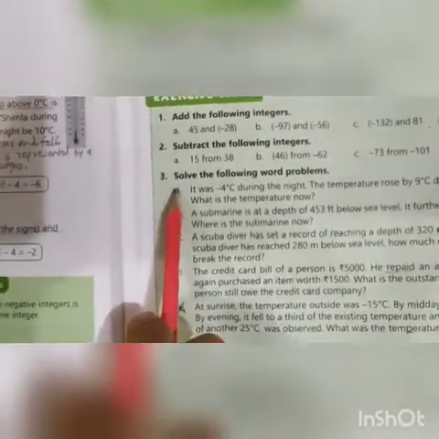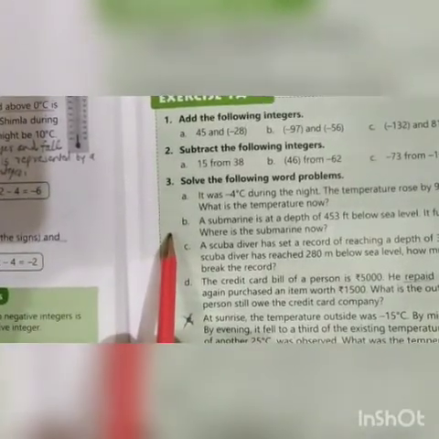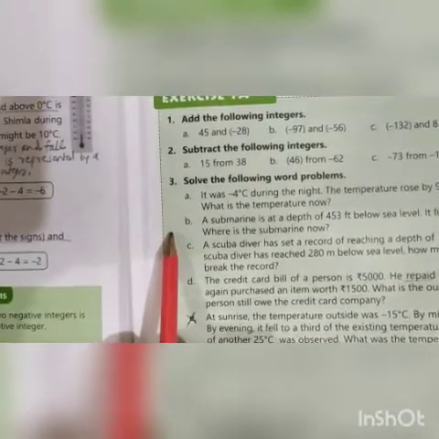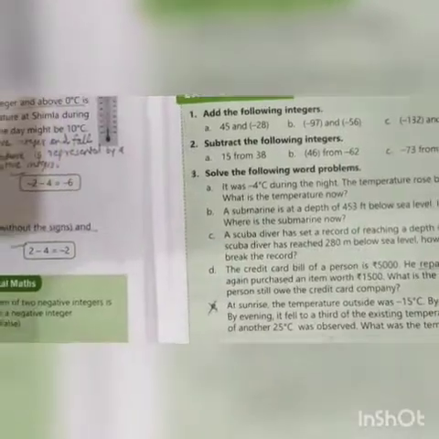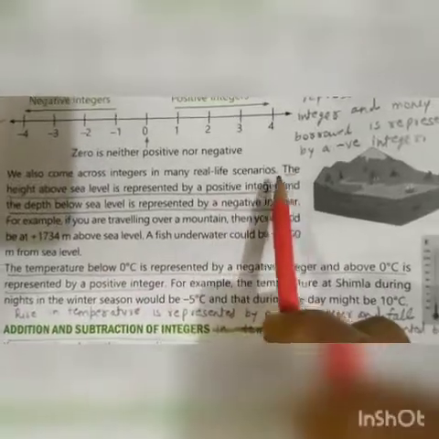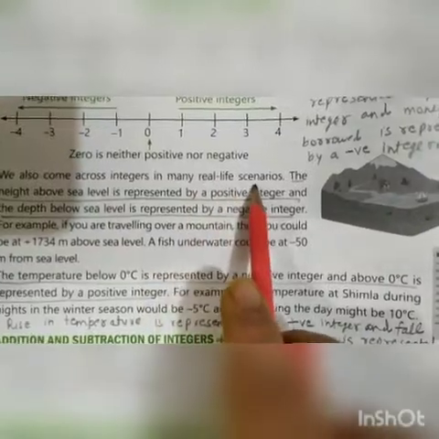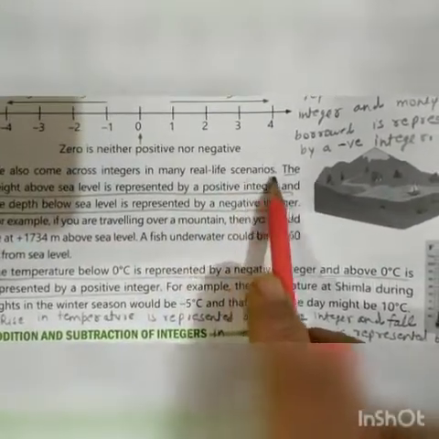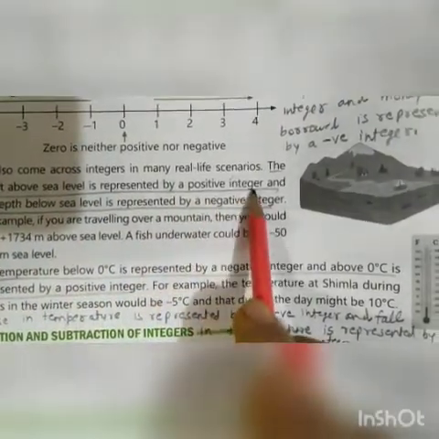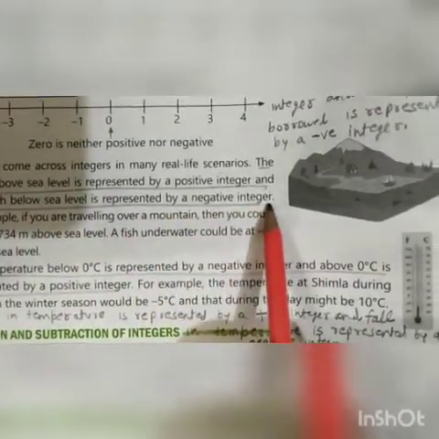Before starting question number 3, first I will tell you what the criteria is to put a plus or minus sign. See here in your books. We also come across integers in many real life scenarios. The height above sea level is represented by a positive integer and the depth below sea level is represented by a negative integer.